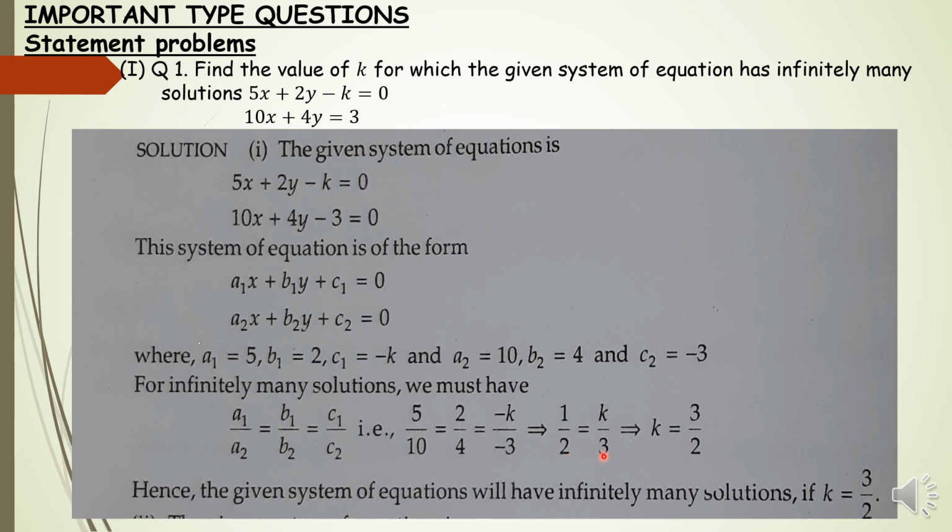We know 2 by 4 is equal to 1 by 2. And 5 by 10 is also equal to 1 by 2. So 1 by 2 is equal to k by 3. Equate 1 by 2 and k by 3. Then cross multiplying, we will get k is equal to 3 by 2. What we can conclude from this? The given system of equations will have infinitely many solutions if k is equal to 3 by 2.